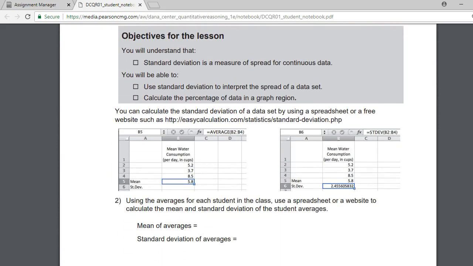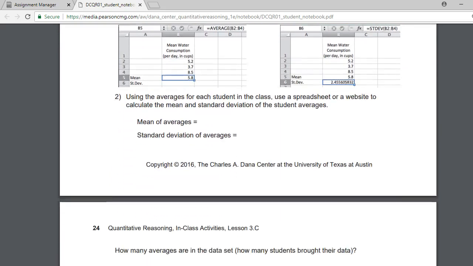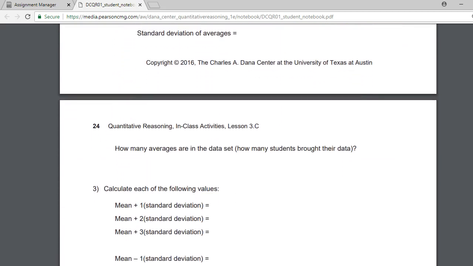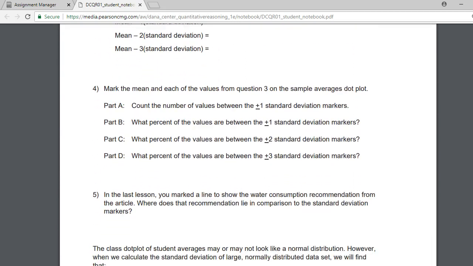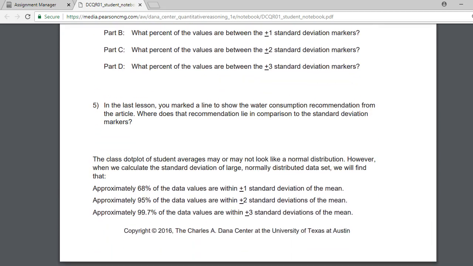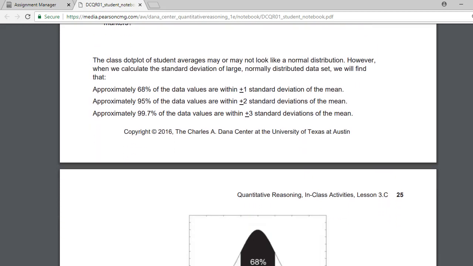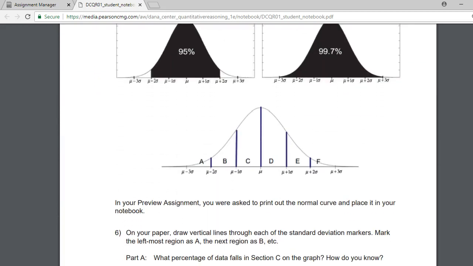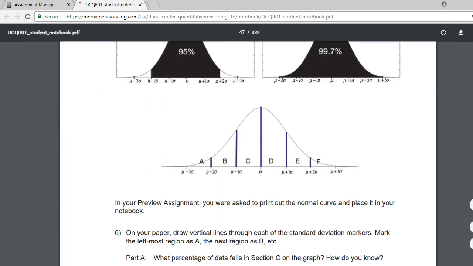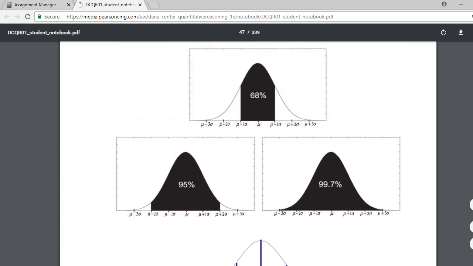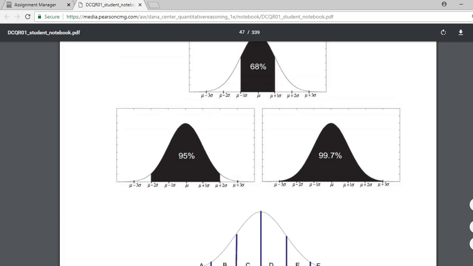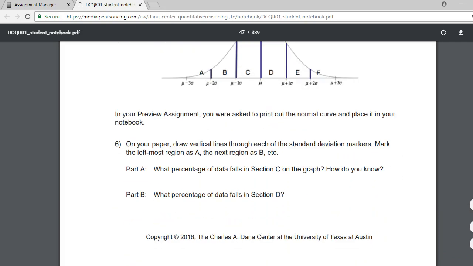And here's how much water our class drinks, and standard deviations. So no, you will not calculate a standard deviation, but right here, you need to make sure you know the numbers. Make sure you know these numbers: 68%, that's plus or minus 1 standard deviation; 95%, that's plus or minus 2 standard deviations; and 99.7%, that's plus or minus 3 standard deviations.